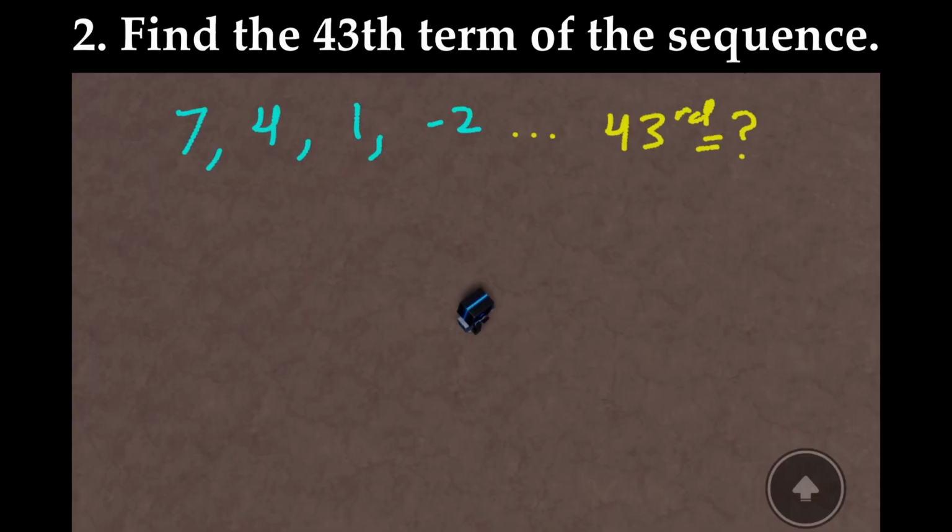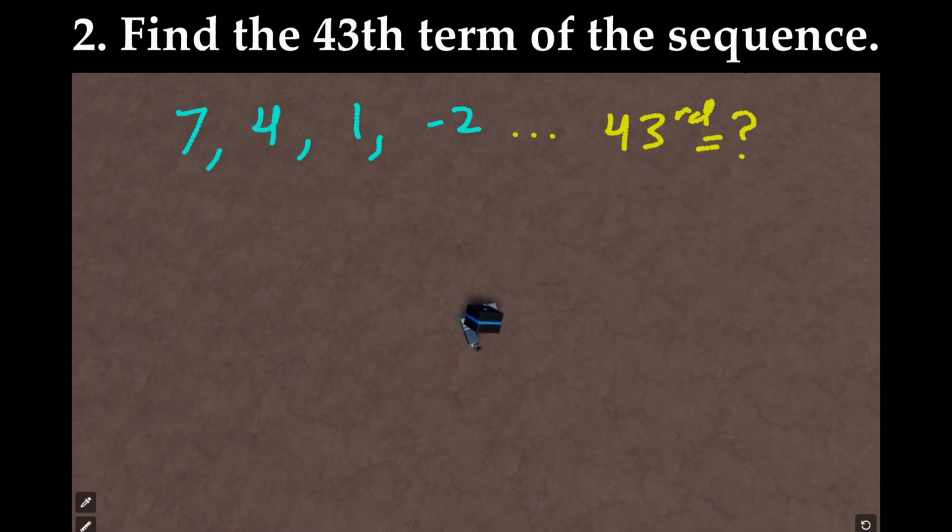In this problem, we have the sequence 7, 4, 1, negative 2 that continues on, and we need to find the 43rd term. So, like in the past problem, I'll show you the intuitive way that I like to do it, and then I'll show you the formula way of doing it, although they're both pretty similar. So I'll do the intuitive way first.